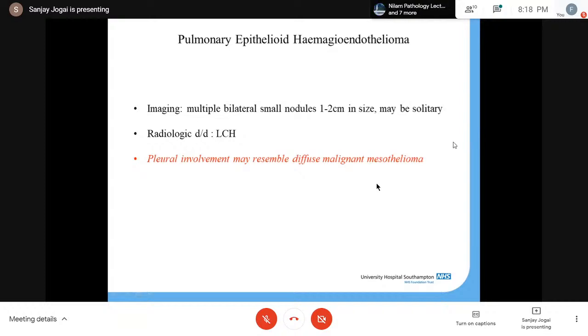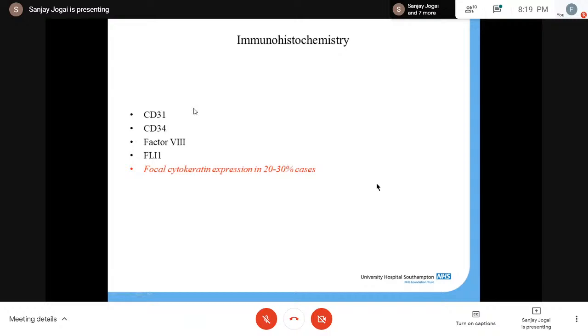Now, the reason I put this case was, you can see a pulmonary epithelioid hemangioendothelioma as well. Now, the way they show it on the pleura, it looks as if it could be malignant mesothelioma, because the proliferation can be on the surface. Immunohistochemistry is key. So we do all vascular markers, CD31, CD34, factor VIII, FLI1. Now we also have ERG, which can be used. Focal cytokeratin expression can be seen in 20 to 30% of cases. So that is very important to remember.